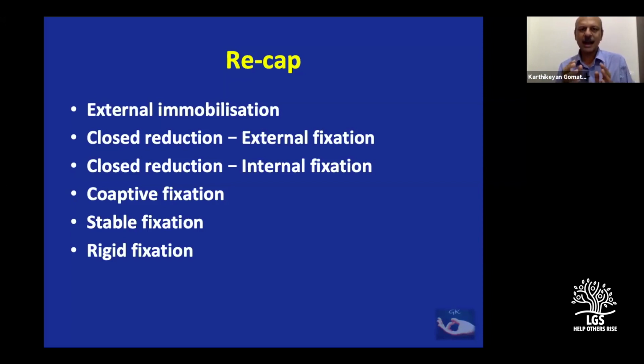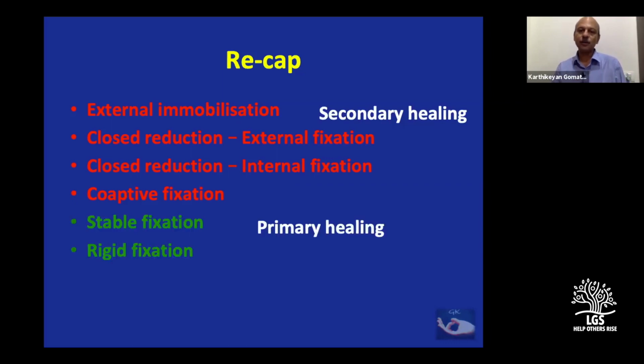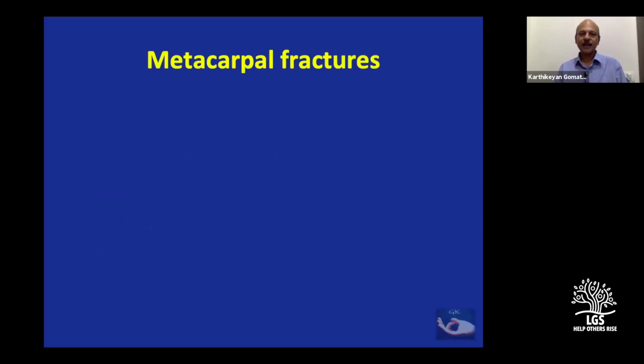So armed with this knowledge, we already know that among these, the first four, that is external immobilization, closed reduction, external fixation or internal fixation, and coaptive fixation, give only secondary healing. Please remember this as we see the management of the different fractures. And stable fixation and rigid fixation give you primary healing.